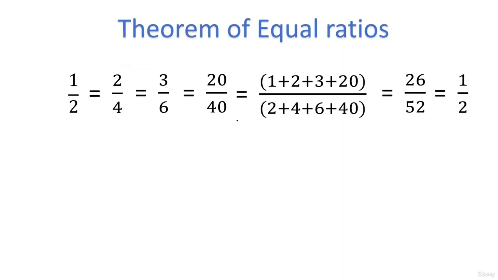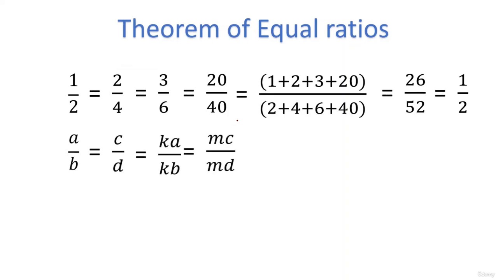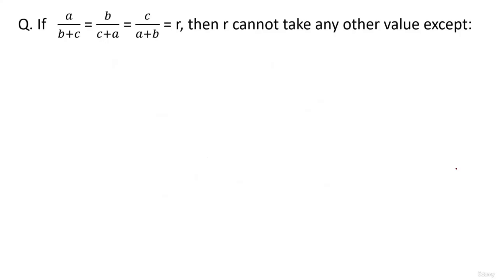This is the theorem of equal ratios, guys. You have any ratio A by B equal to C by D. You multiply A by B by some constant upper niche. You multiply C by D by some constant upper niche. You add the numerators and denominators. The ratio will still be same. If A upon B plus C is B upon C plus A is C upon A plus B is equal to R, then R cannot take any other value except. These are your options.